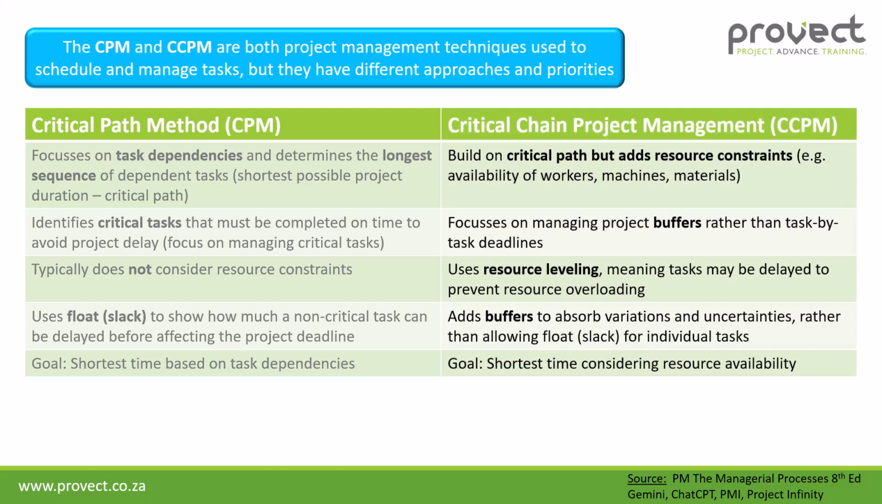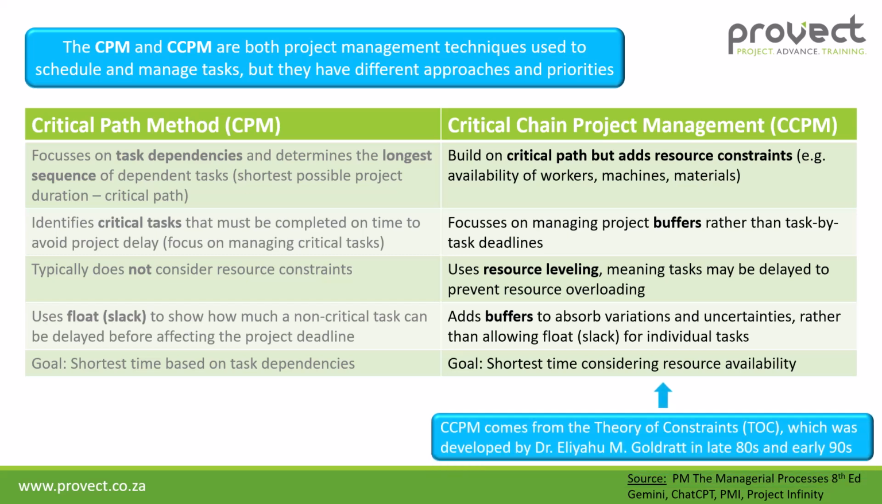Now, our critical chain project management, on the other hand, is built on your critical path, but it adds resource constraints like your availability of workers, machines, and material. It focuses on managing project buffers rather than task-by-task deadlines. It uses resource leveling, meaning tasks may be delayed to prevent resource overloading, and you can also go to my description box below to watch videos on resource leveling. It adds buffers to absorb variations and uncertainties rather than allowing float or slack for individual tasks, and the goal is the shortest time considering resource availability.